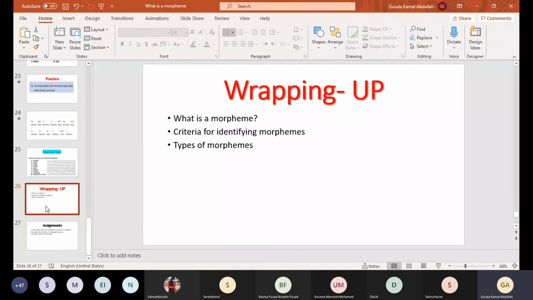MDV. What do you mean by M? It has meaning. It must have a meaning. The D: it cannot be divided without changing the meaning. The V: the same meaning in different environments.